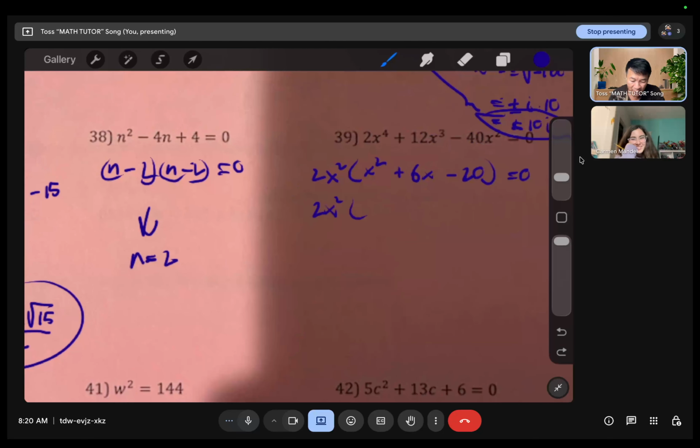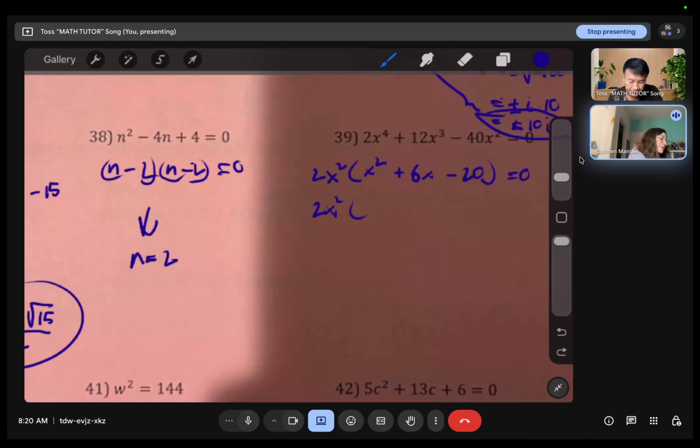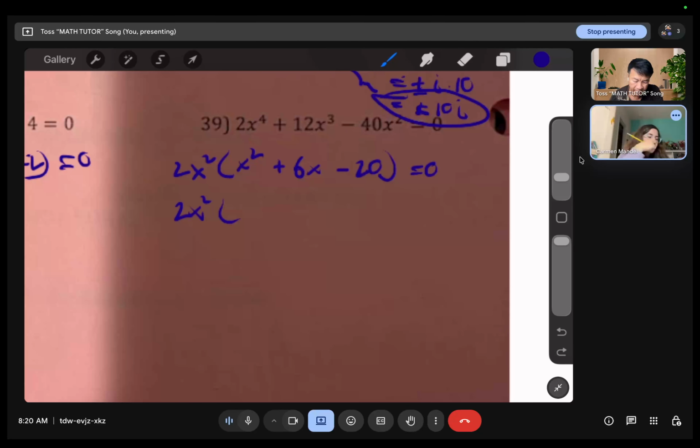Or we pretend we didn't do this one by factoring. We complete the square here. How about that? And then we'll do the quadratic formula here. What do you think? I think we should do completing the square for 39. For this one? Okay.